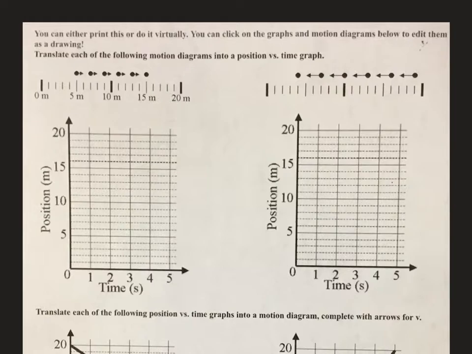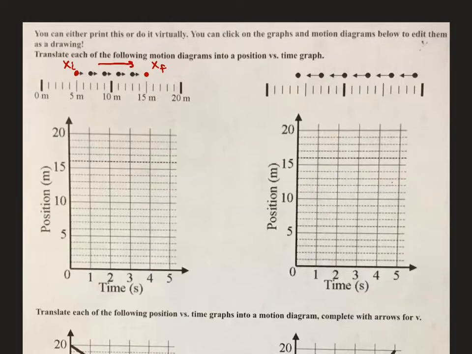These first two, you're given a diagram, and you want to translate that diagram to a graph. So if I start here in the top left, I see some dots, they're spaced out, and there are arrows to the right. So what that means is, if there are arrows to the right, that means the object is moving to the right, which also means that this would be my initial position, and this would be my final position. So how am I going to graph this on a graph?